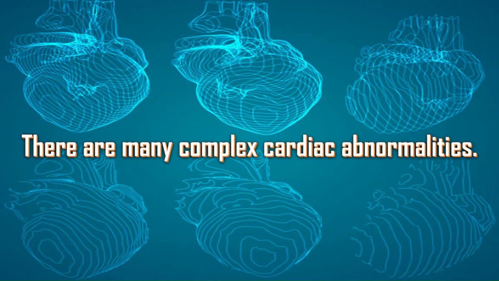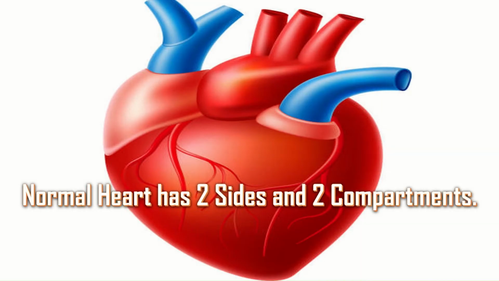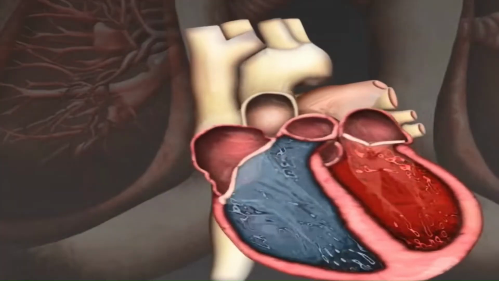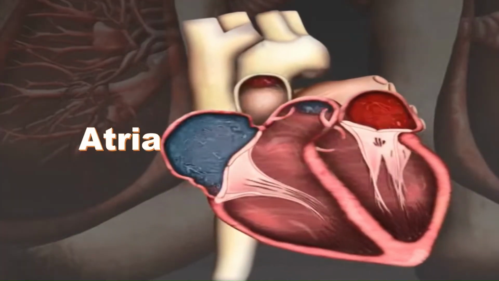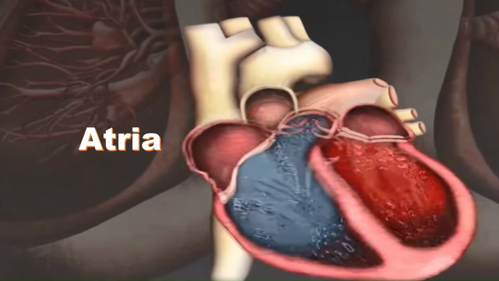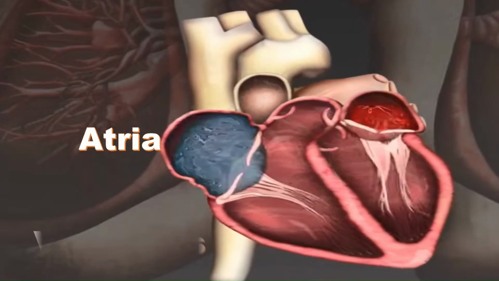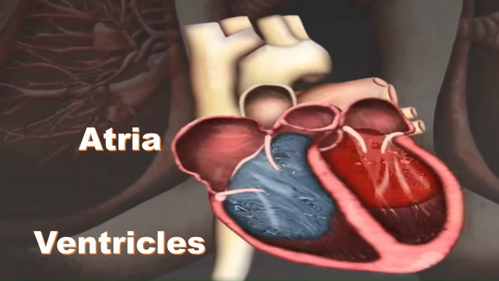A normal heart is divided into two sides, left and right, separated by a wall with no gap or hole in it, and on each side there are two compartments, an upper and a lower compartment. The upper compartments are known as atria, which receive blood. The blood is then passed to the lower compartments known as ventricles, which then pump it out.